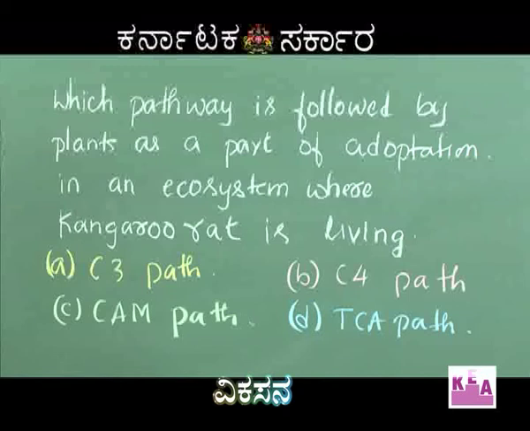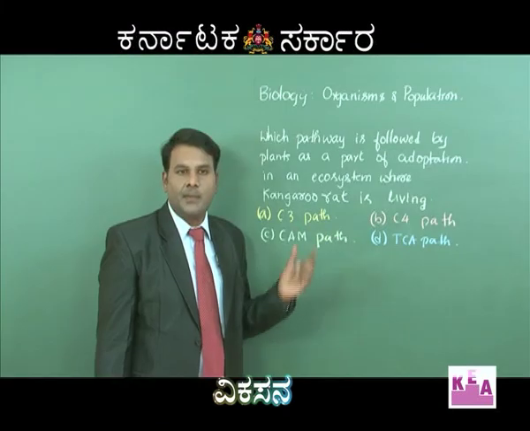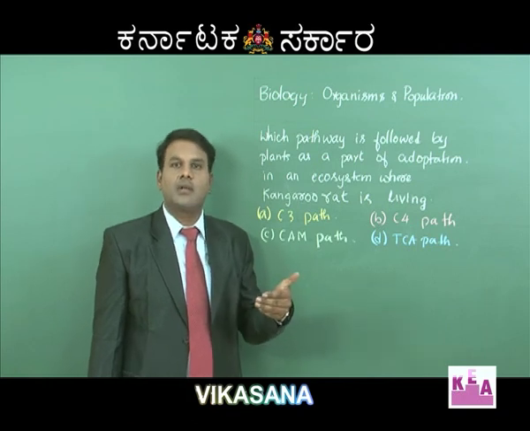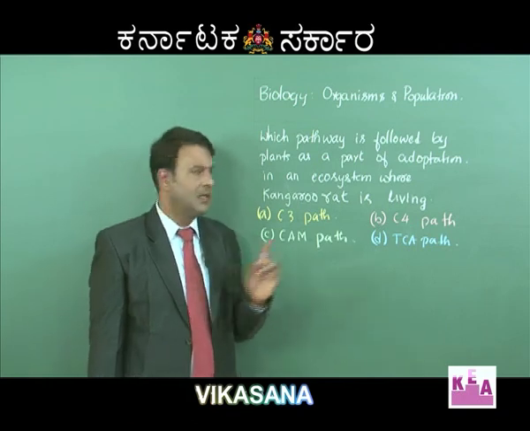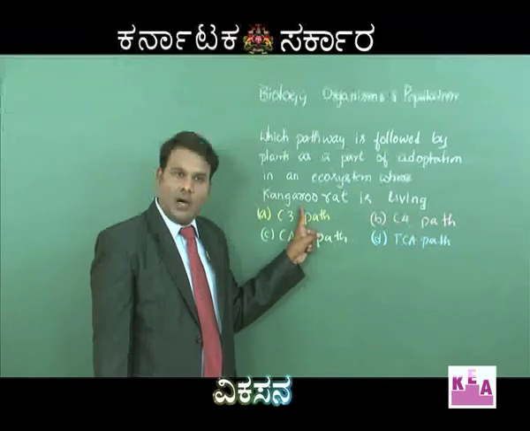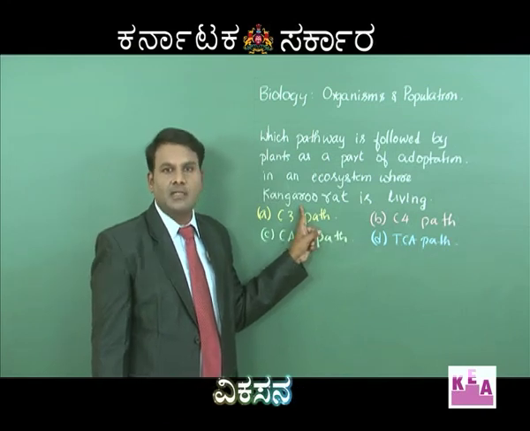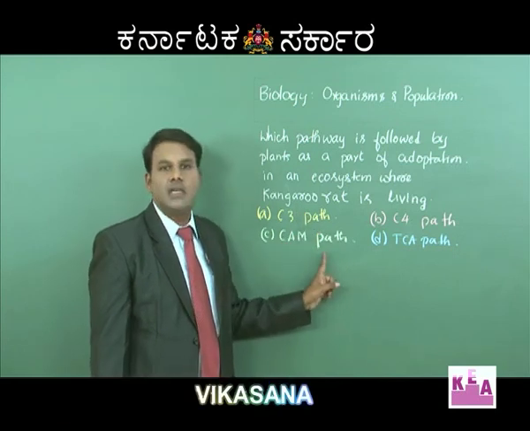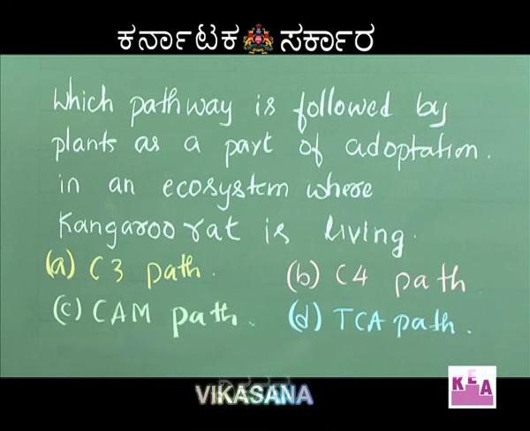This is a pathway exhibited by the plants growing in desert environmental conditions or dry environmental conditions, and hence the kangaroo rat also living in the same habitat like desert or dry environmental conditions, the plants living in that particular environment exhibit the CAM pathway. Let me explain about the TCA pathway.